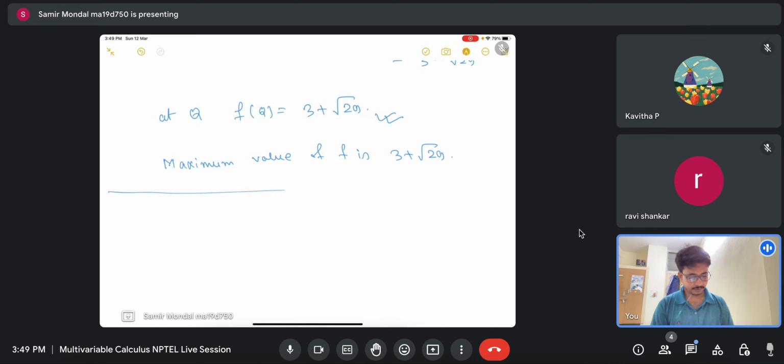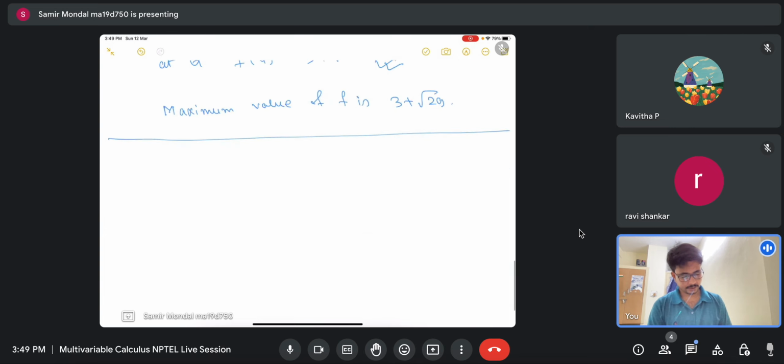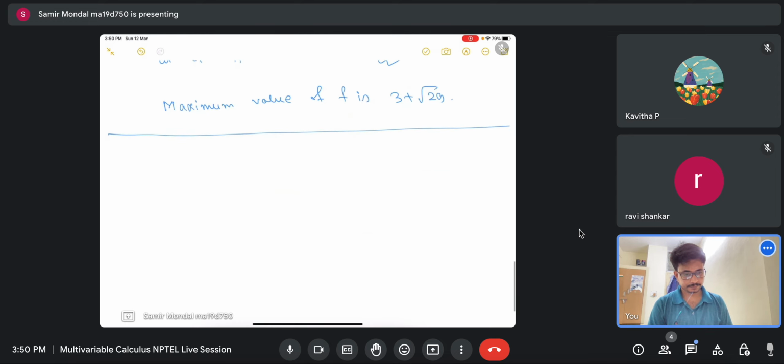So you are looking for determinant type of things. Okay, I am giving one example. So here we will not use the Lagrange multiplier. Take one problem, I'm giving one problem.